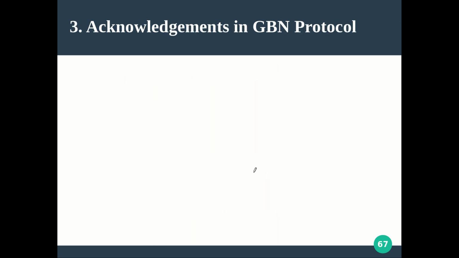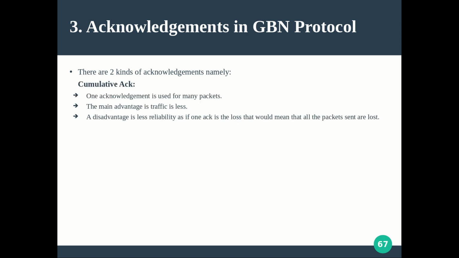Now one more thing I want to highlight is how the protocol deals with acknowledgements. As we already know, there are 2 ways of giving acknowledgement: the cumulative and the independent acknowledgement. Cumulative acknowledgement means one acknowledgement is for many packets. The main advantage here is it is less prone to traffic. The disadvantage is about reliability.